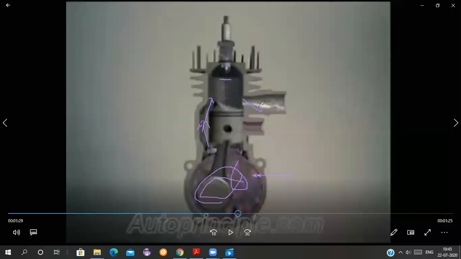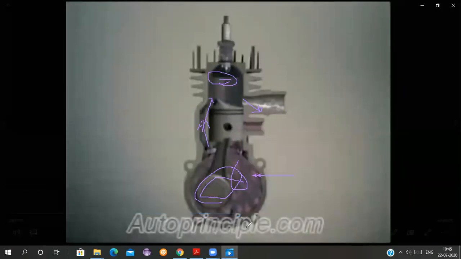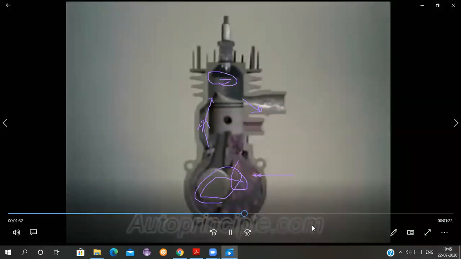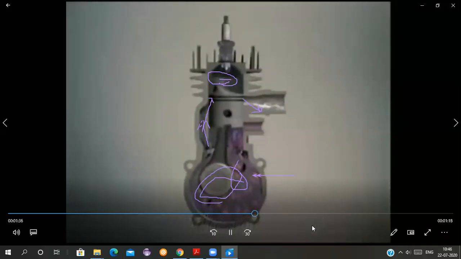The exhaust port was open and it has cleared most of the exhaust gases. Therefore the pressure inside this is getting reduced. As this is moving down, it is compressing it, and as soon as the transfer port opens, the air fuel mixture is pushed upwards. This cycle continues.